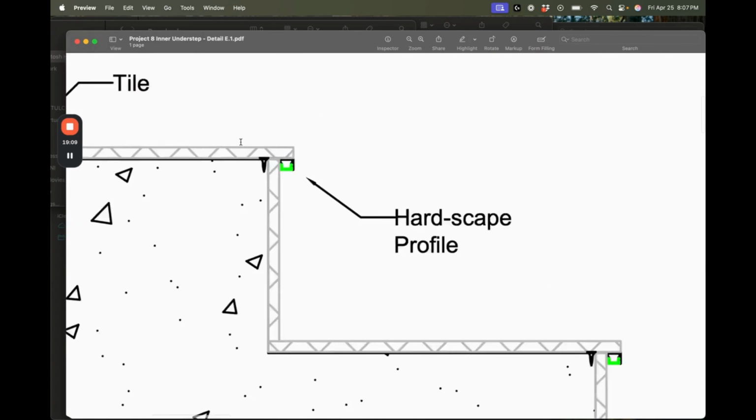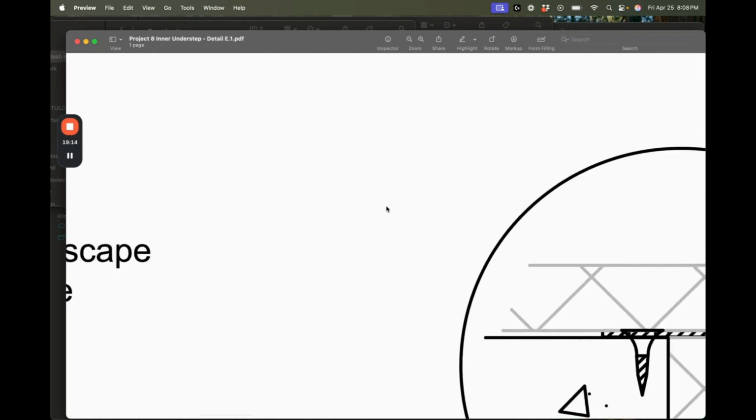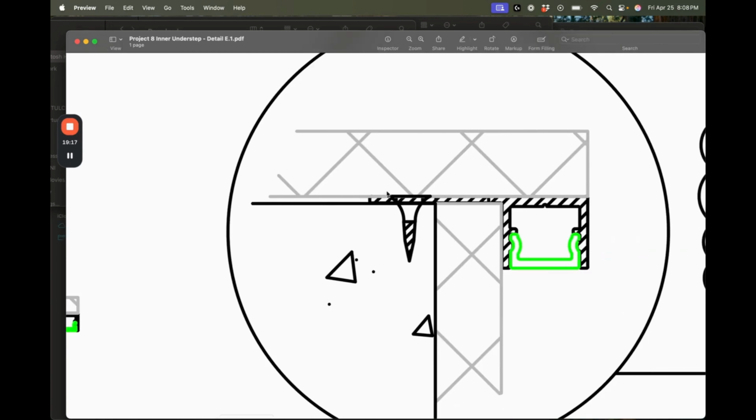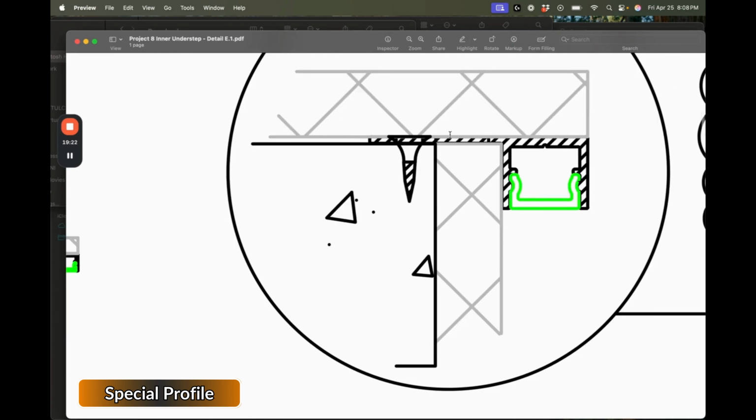So you could see that there's a special profile that looks like this, and we're integrating it into tiles. Now you'll notice that this profile has to be installed before we install this and this, because if you try to install this, people have left out this tile, and then the tile guy has to install at this level below.